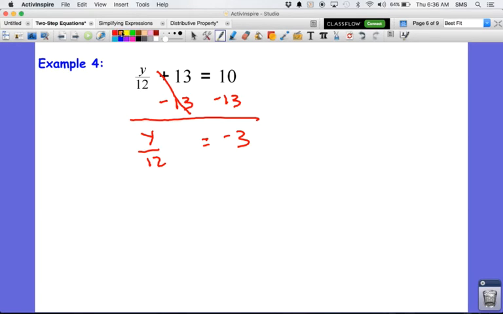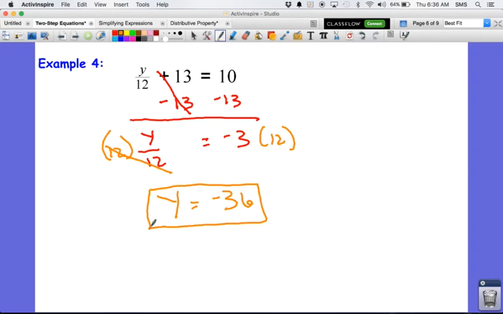Now I want to get rid of this divided by 12, and I need to do that by doing the inverse operation, the opposite operation. This is division. The opposite of division is multiplication. So if I multiply by 12, it will cancel each other out. But whatever I do to one side, I do to the other side. These go away. I have y equals negative 36, because a negative times a positive gives me a negative, and that's my value for y.